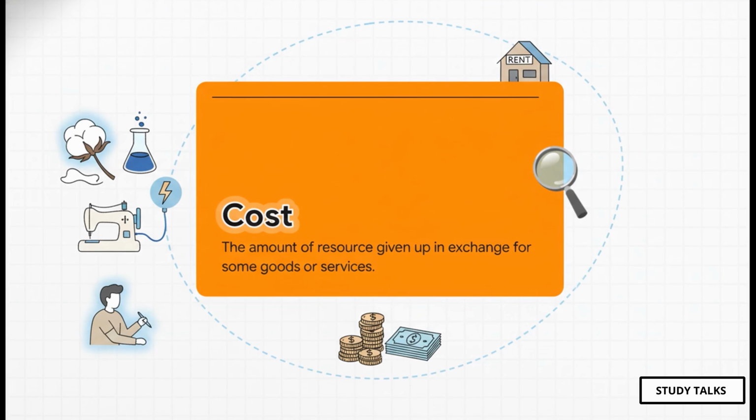All right, let's start with the most basic word, cost. What is it? Super simple. It's just the amount of any resource you give up to get something else. So for our t-shirt startup, this is everything. It's the money they spend on the cotton, the dyes, the electricity for the machines, the rent for their workshop, even the designer's salary. All of that is cost.